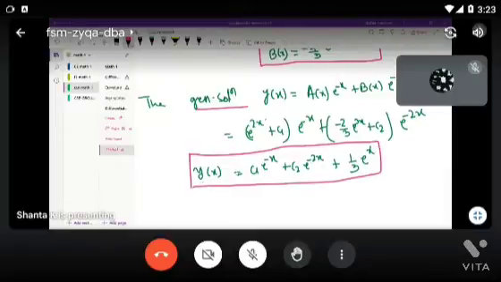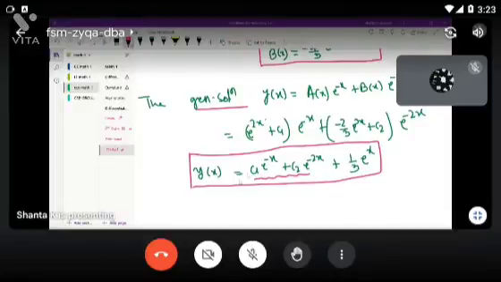You can also find it in the normal process. This is one of the methods to find the general solution. You see, this first part represents the complementary function, what we have got. And this is actually what we are getting here. So one more you can find.